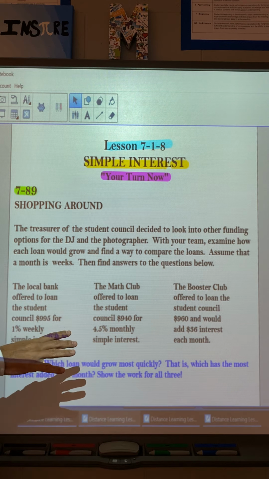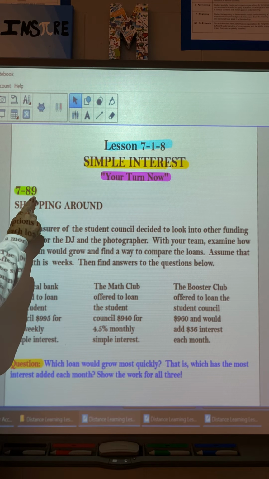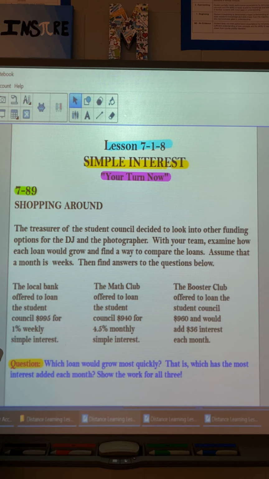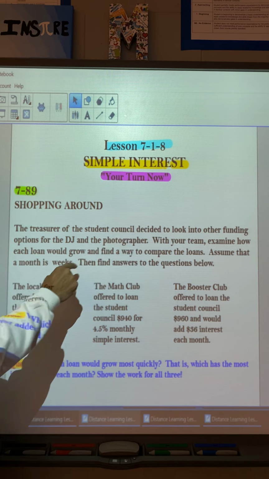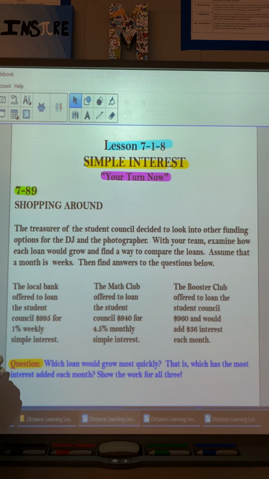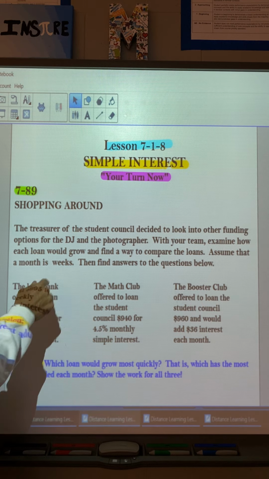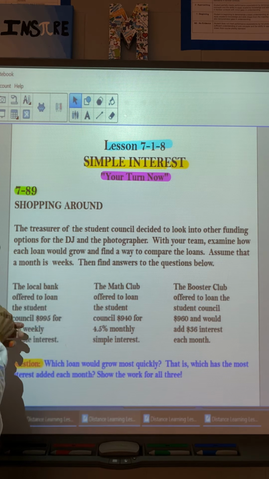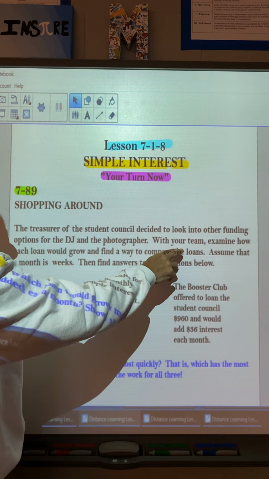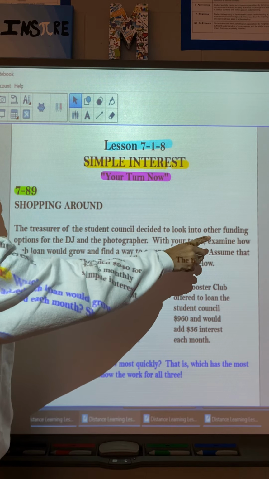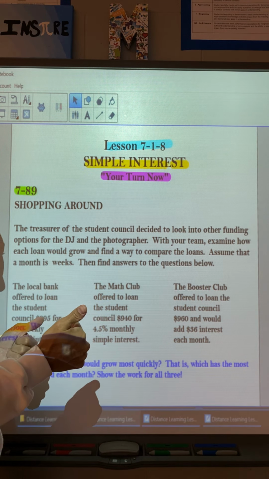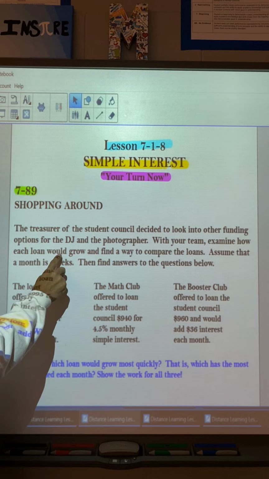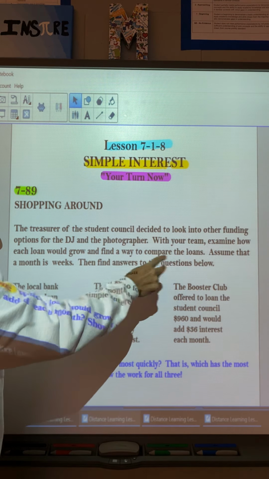Okay, so now what I want you to do is problem 789, shopping around. The treasurer of student council decided to look into other funding options instead of the PTA because he thought it was too much, for the DJ and the photographer. So what I want you to do, not with your team, but by yourself, or with a friend, that's good too: examine how each loan would grow and find a way to compare them.